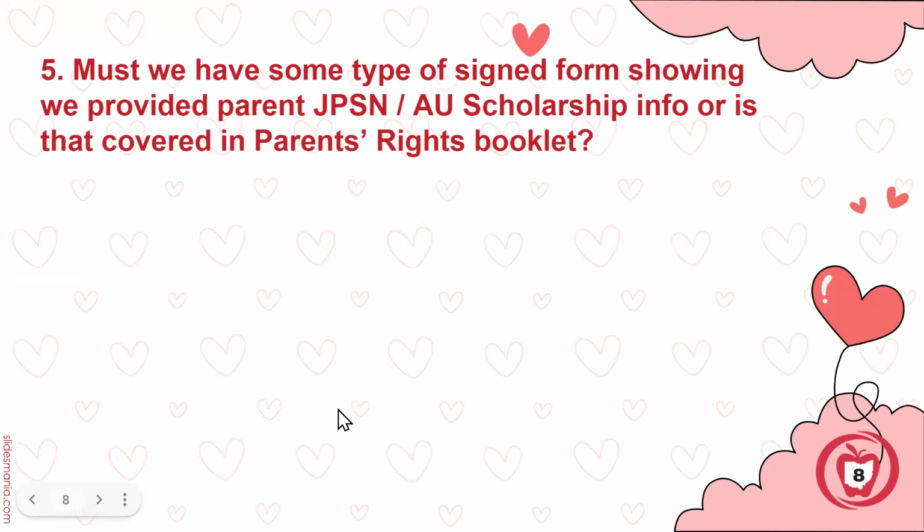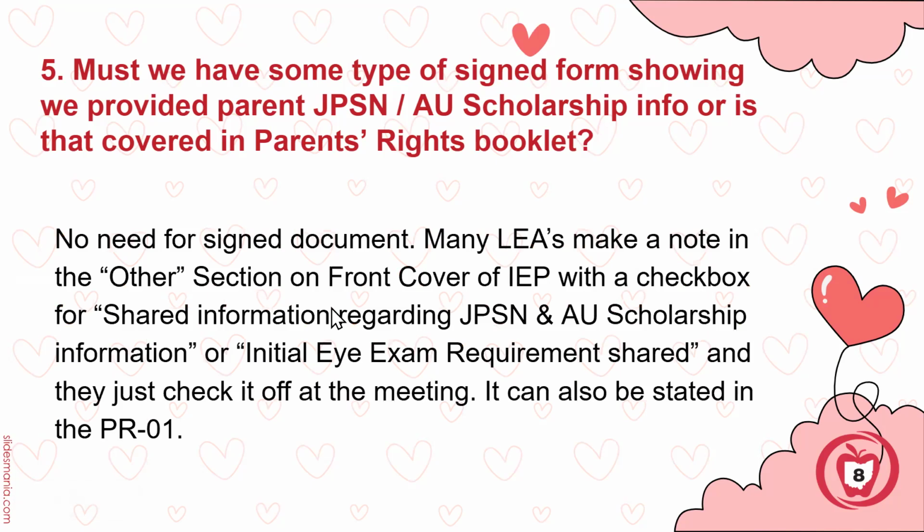All right. And I think our final question is, we all know the requirement that we share the John Peterson and Autism Scholarship info annually with families. Typically, you do that during the IEP meeting. Is there some form or document that should be used, and do you have to get a signature from a parent for that? The answer is that no, there isn't. Someone asked if that's covered in the parents' rights booklet. Whether it's touched on there or not, it's still a good idea for you to show as a district, as an LEA, that you provided that information.